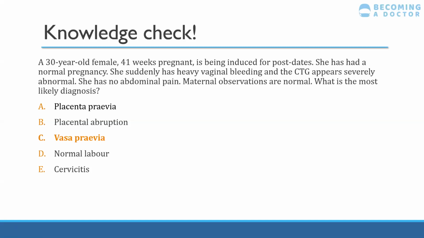If it was abruption, we would expect her to have some abdominal pain. If it was labour, again, we'd expect her to have some abdominal pain. We don't usually expect the vaginal bleeding to be very heavy, and we also don't expect the CTG to become suddenly abnormal. And then the last one, again, it doesn't usually cause severely abnormal CTG or heavy vaginal bleeding.